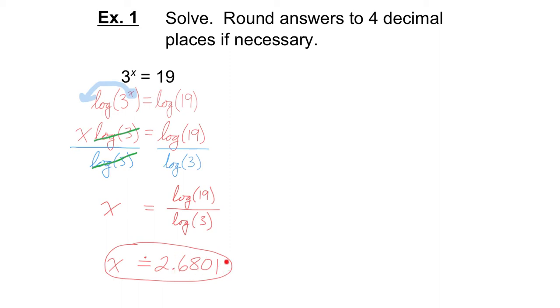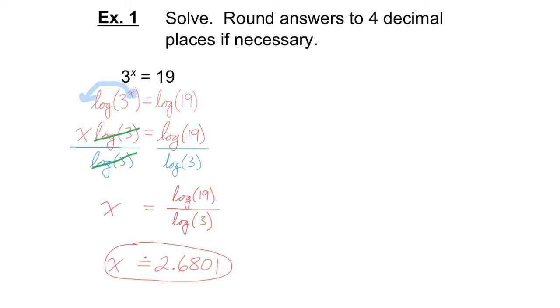So notice I rounded this to 4 decimal places. And just a note about communication, as soon as you round an answer, you're going to put a dot above the equal sign to tell us that it's not exactly equal to that, it's approximately this.